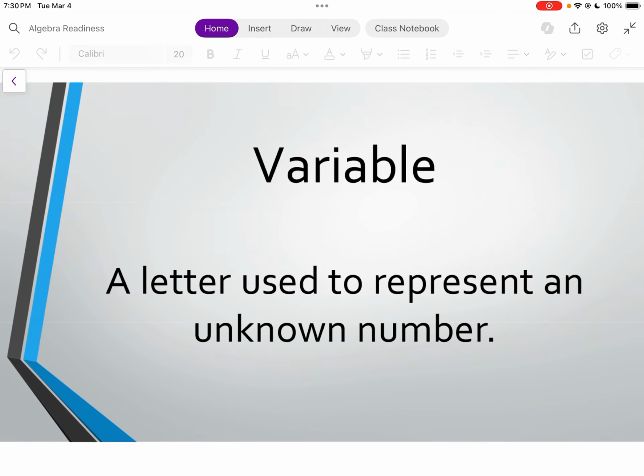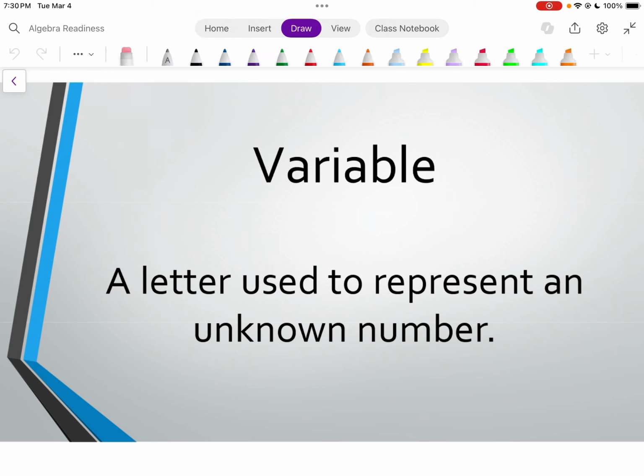A variable is used to represent an unknown number. When we are picking a variable, this can be any letter. So first you should copy down this definition. And then in the box for the variable definition, a little note we're going to write is it can be any letter. Typically we use X and Y because those don't look very similar to numbers, but we can use any letter from the alphabet.